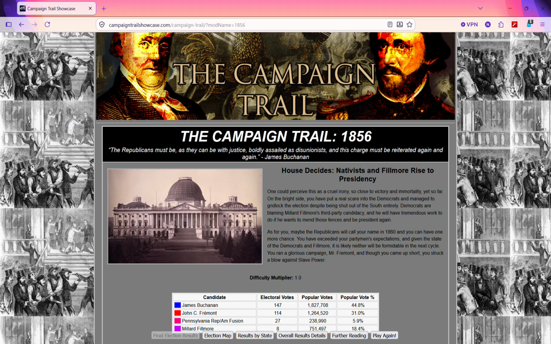House decides Nativist and Fillmore rise to presidency. Wait, what? One could perceive this as a cruel irony, so close to victory and immortality yet so far. On the bright side, you put a real scare into the Democrats and managed to gridlock the election despite being shut off of the South entirely. Democrats are blaming Fillmore's third-party candidacy, and he will have tremendous work to do if he wants to mend those fences and be president again.